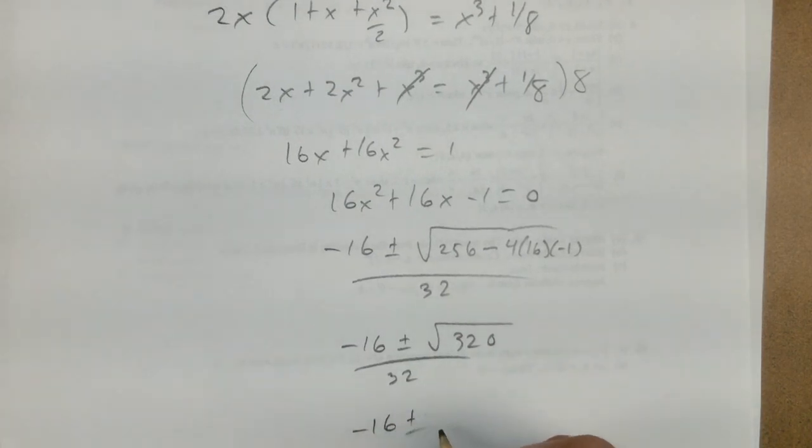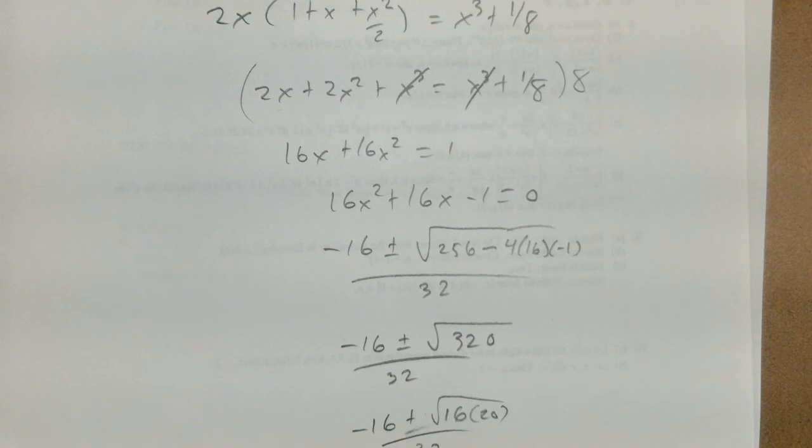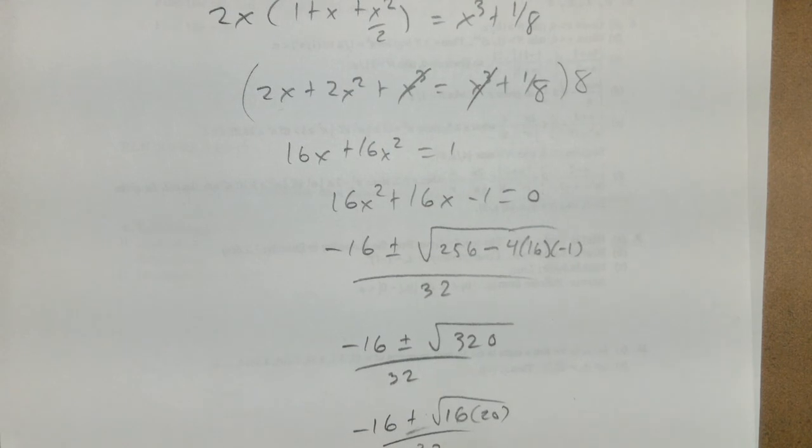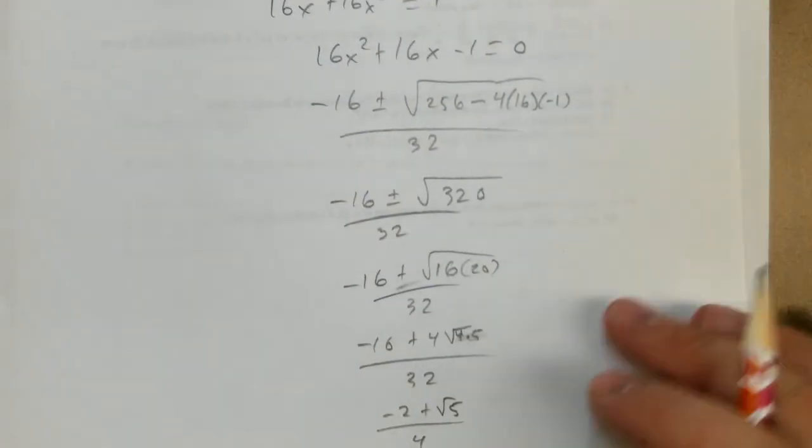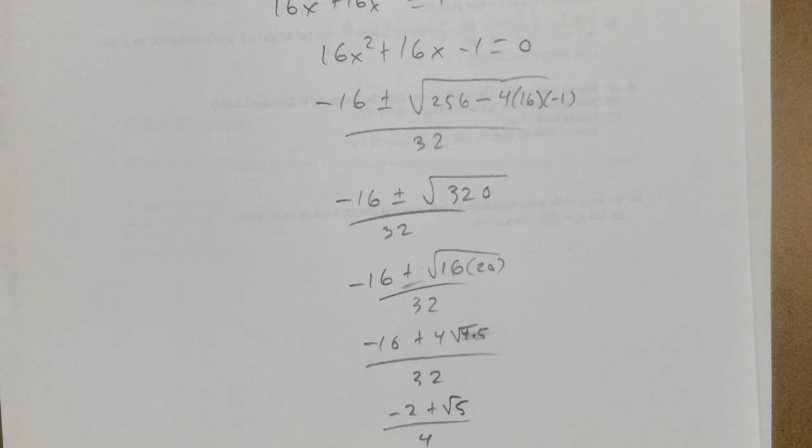And root 320, I can pull at least a 16 out, right? So 16 times 20. 32. So this is negative 16 plus 4 square root 20. Of course, 20 has another 4 in it, right? You could, of course, use your calculator. I'm just being a little bit boring here. So if I divide everything by 8, I get negative 2 plus root 5 over 4. So that should be a small number that works. And we'll look at that here in a minute.